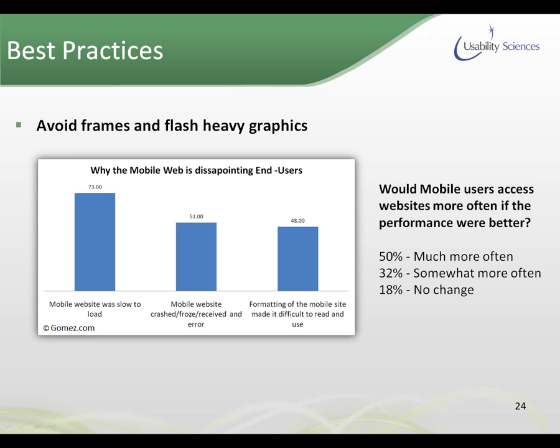A research firm did a study about why end users were disappointed with the mobile web, and they found out that 73% were disappointed because mobile sites were too slow to load, while 51% blamed their frustration on frequent crashes and errors. It gives you one more reason to avoid heavy graphics. In the same study, when asked if the users would access the website more often if the performance was better, 50% of the respondents said they would use it more often, which speaks for itself.